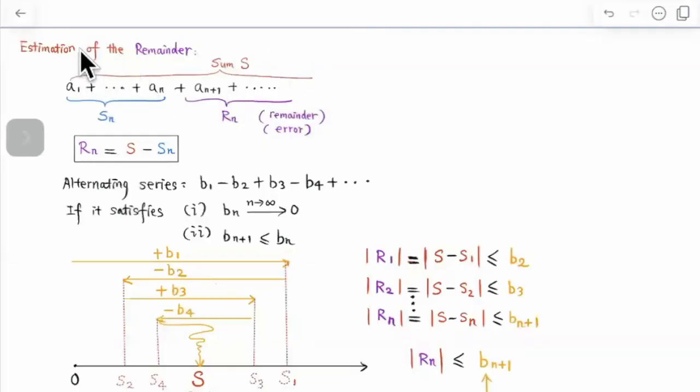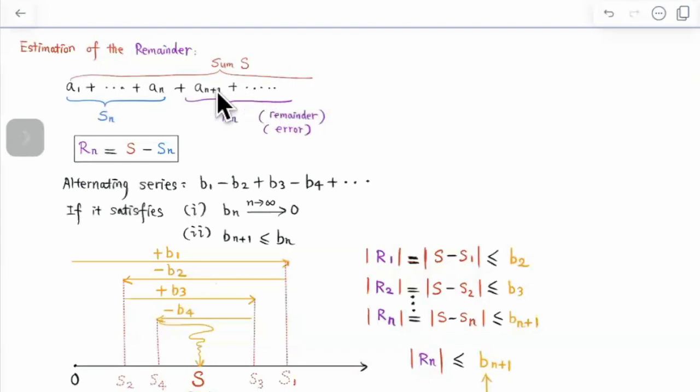Now we're going to talk about estimation of the remainder. Consider the series A1 plus A2 plus all the way to AN plus AN plus 1 plus keep on going. The n-th partial sum is the sum of the terms up to when the index is n. So that's Sn. A1 plus all the way to An, that's the n-th partial sum.